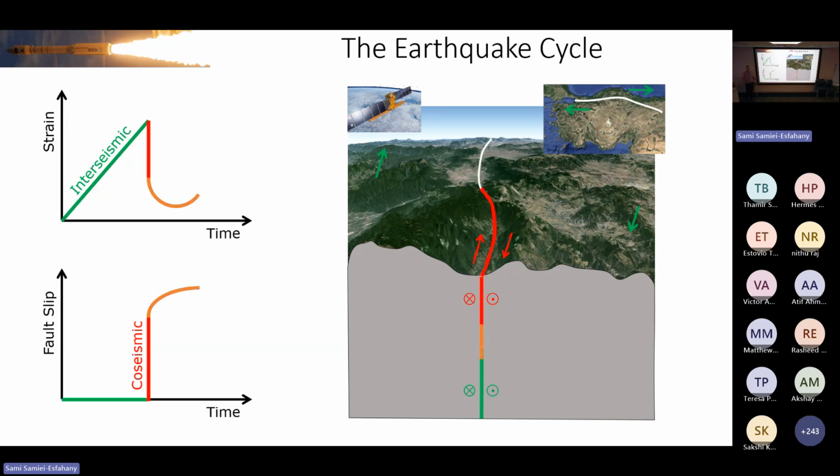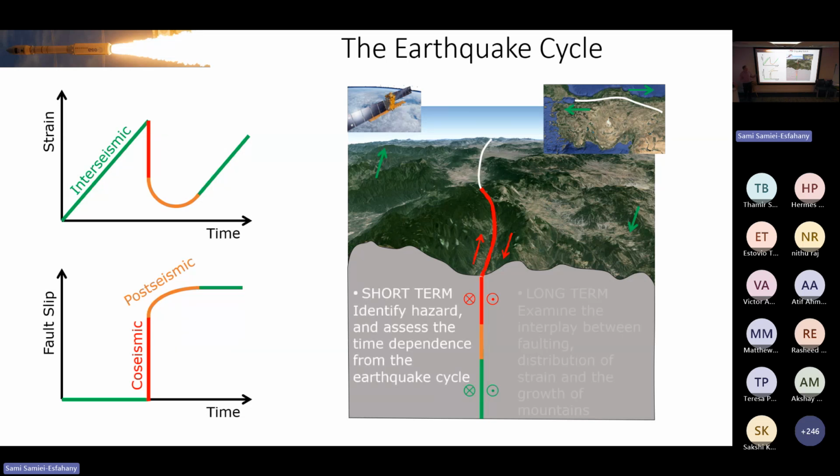Then in the hours, days, weeks afterwards, you get some post-seismic deformation. This may be afterslip, so this is deeper slip on the fault plane extension, or it may be further field viscoelastic relaxation. Before you then return to the next part of the cycle, building up that strain over time, but without any slip on the fault. So that's our basic, very starting model.